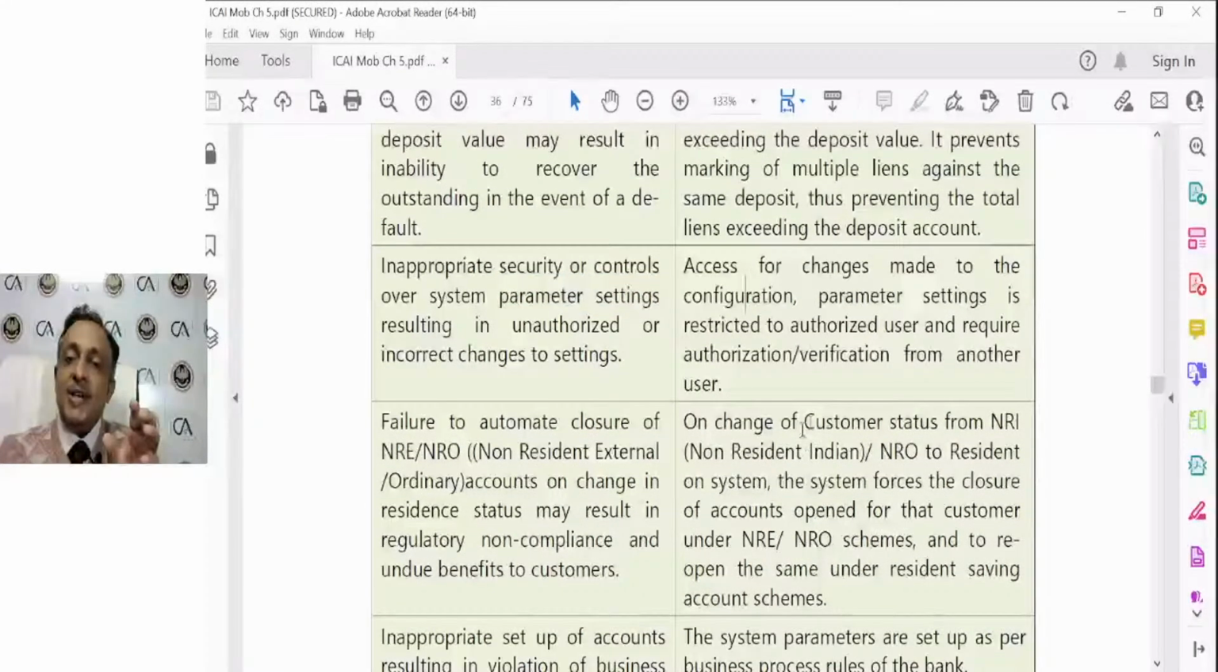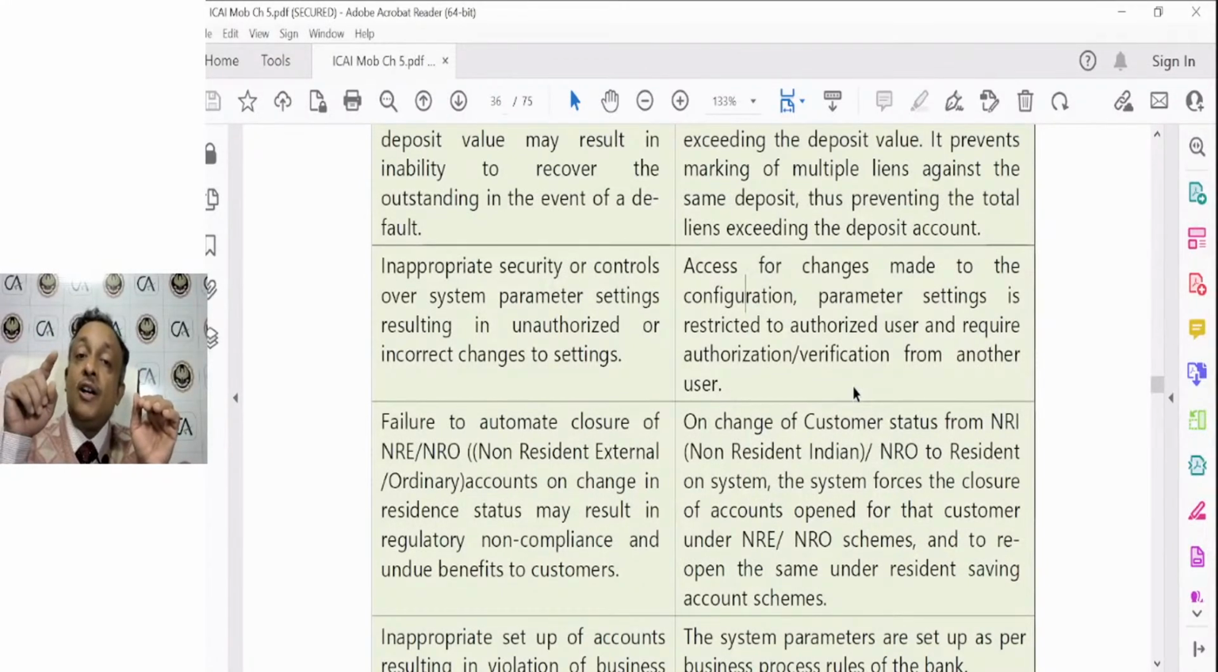So access for changes made to configuration parameter setting is restricted to authorized users and verified. Yes, again, this is important. Just for your knowledge, any such change that is done in the bank system is tagged in the audit log. बैंक के audit log में tag हो जाता है. So someone will always check it.